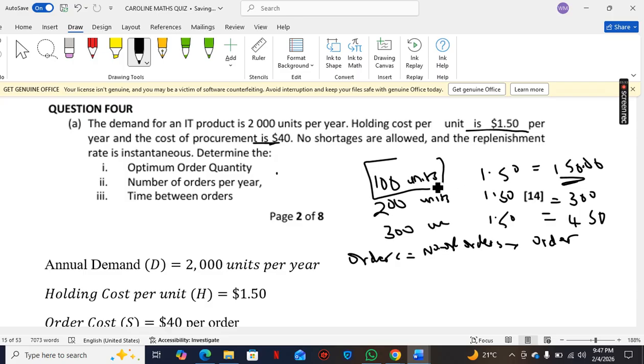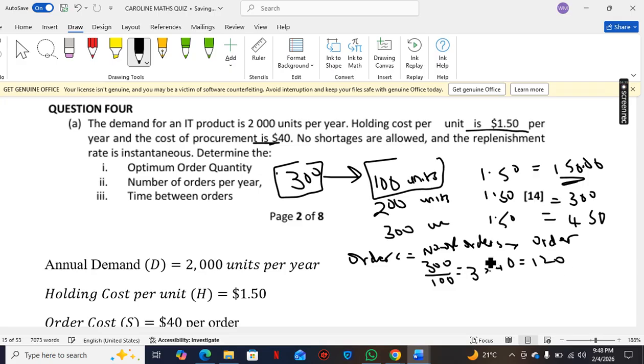So for example, let's say your business needs a maximum of 300 units on a yearly basis. If you say, let me order in units of 100, how many orders are you going to make? 300 divided by 100, you're going to make 3 orders. Multiplied by the order cost, $40, the order cost is going to be 120.